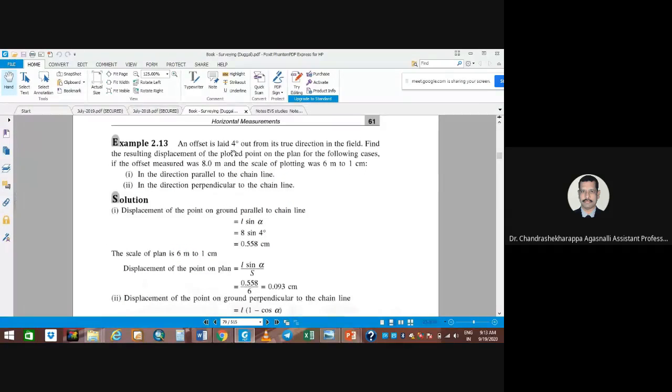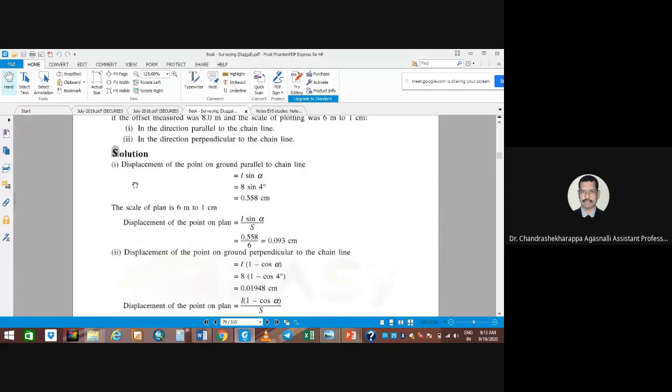An offset is laid 4 degrees out from its true direction in the field. A 4-degree deviation will be there. Find the resulting displacement plotted on the plan for the following cases. The offset measured was 8 meters and the scale of plotting is 6 meters to 1 centimeter. Find it in the direction parallel to the chain line and in the direction perpendicular to the chain line.